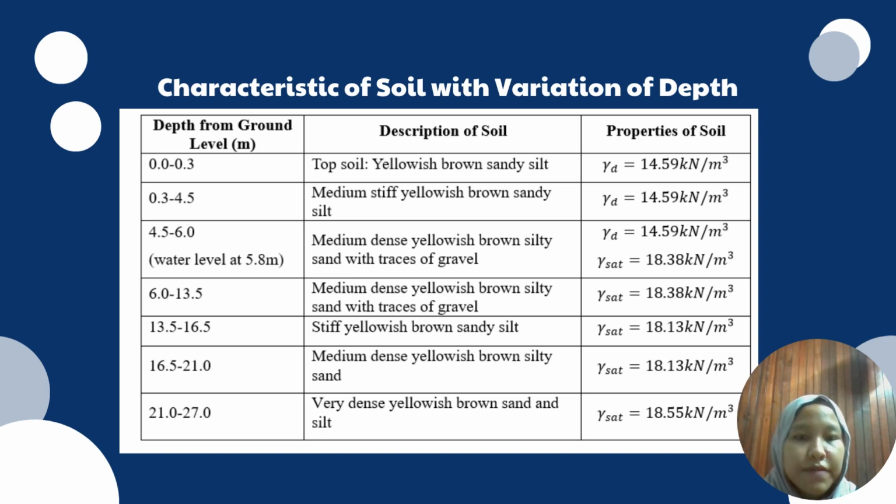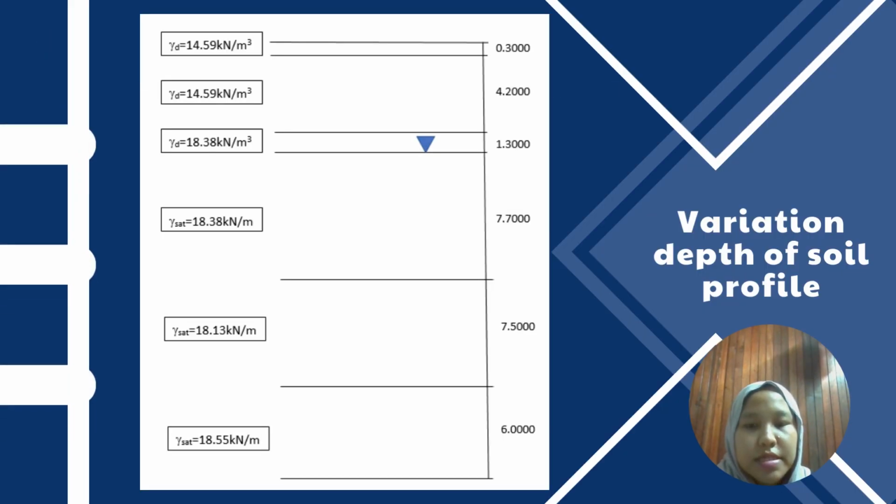This is the result from the borelog data that contains the characteristic and the description of the soil. The water level of the soil is at 5.8 meters below the ground level. Here is the soil profile for the borehole. There are also the density of the soil and water at each depth.